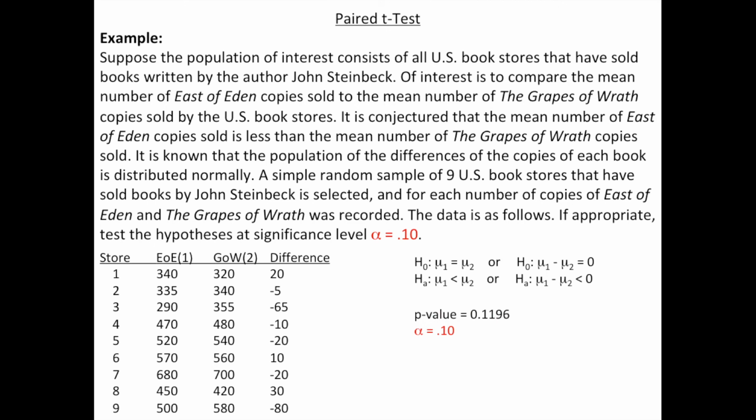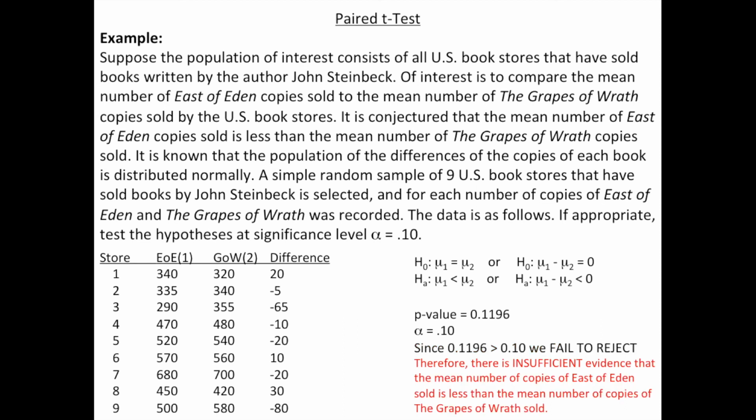And in this problem, our p-value is greater than our alpha, so we fail to reject our null hypothesis. And we can say that there is insufficient evidence that the mean number of copies of East of Eden sold is less than the mean number of copies of the Grapes of Wrath sold. And so this is how you conduct a paired t-test, and we can see how to enter this into a calculator in our next video.